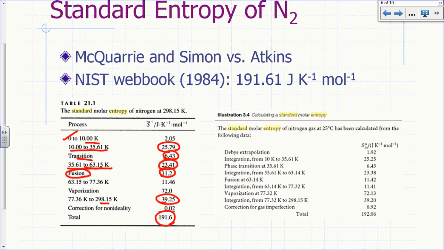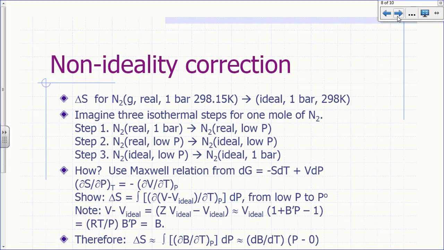If it happens to be a gas at 298 Kelvin, then you have to add one extra term in your calculation, and that is the delta S in changing the gas from a real gas at 1 bar to an ideal gas at 1 bar. That's the last step you have to imagine doing to get to the tabulated values of your absolute entropy or standard entropies. So let's see how we can do that correction for non-ideal behavior.